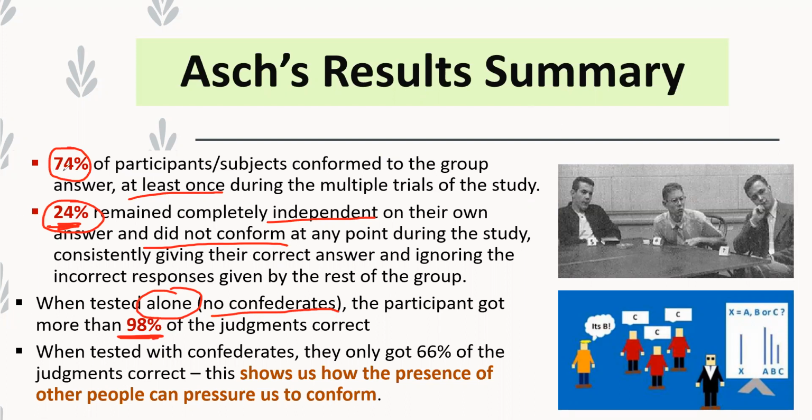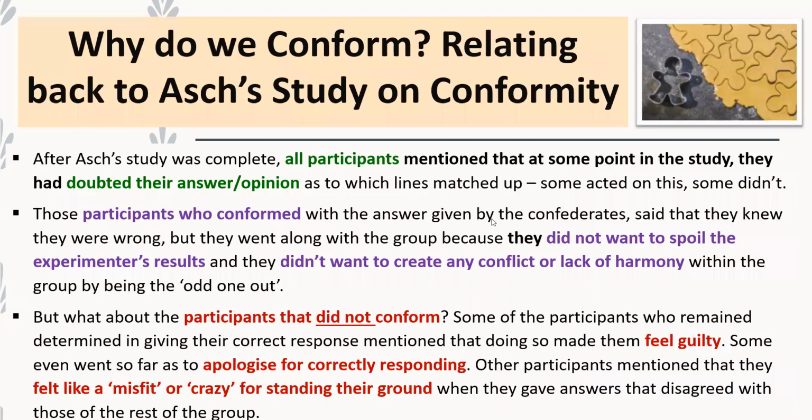So just learn these two percentages. About 3/4, or about 74 to 75% of the participants, conformed at least once. About 25% remained completely independent, not conforming at all. Those are the 2 percentages you should know. We won't ask you this in a short answer, probably in multiple choice. If we do ask, we would ask it there.